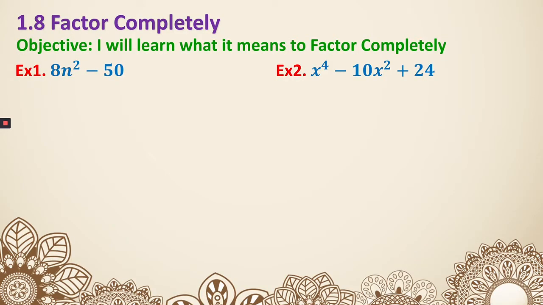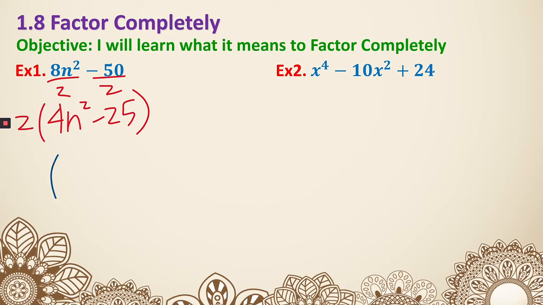First one, we see 8n squared minus 50. The first thing I notice is I have 8 and negative 50. They do share 2, so I'm going to factor out the GCF 2. Then I have 4n squared minus 25 left. And if we pay attention, we can see 4n squared is a perfect square and 25 is also a perfect square. So basically this question is difference of perfect squares. So I can use the formula that will give me 2n plus 5 and 2n minus 5 with a 2 in the front.